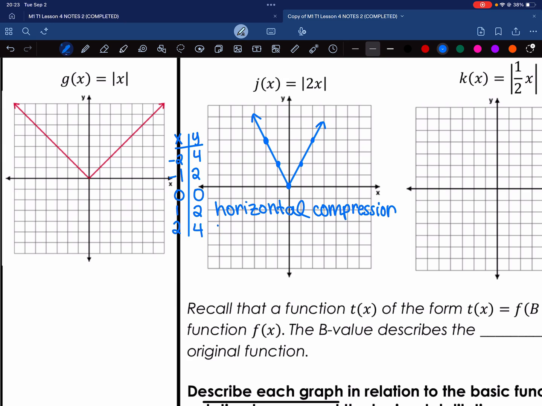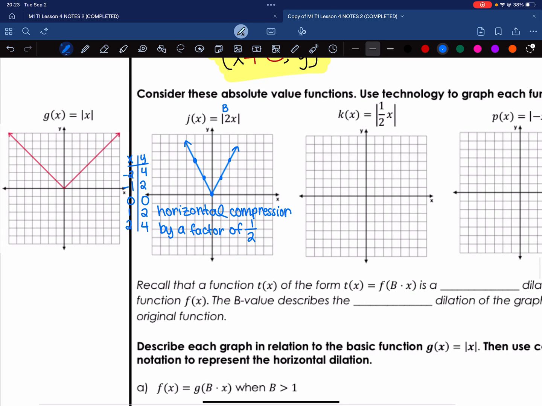And this is where it gets trippy, by a factor of 1/2. By 1/2. So your B value is 2, but you talk about it as 1/2. Okay? Now, looking at the next one.